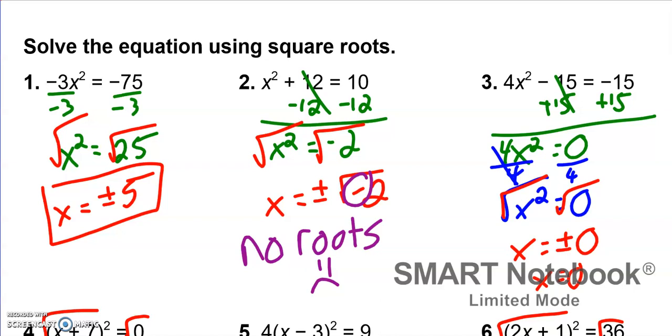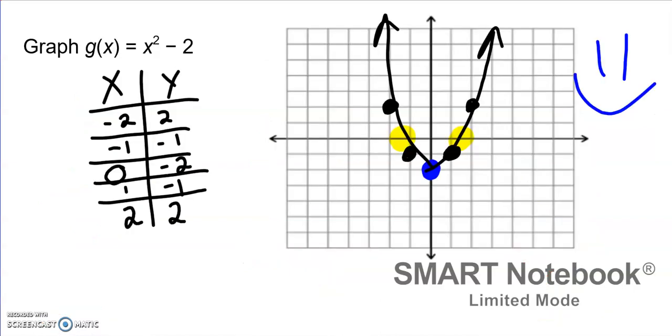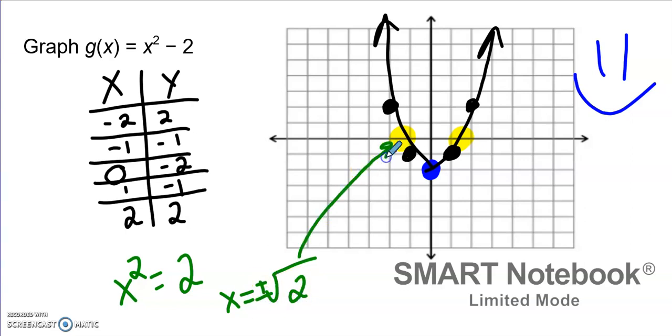So, for example, if we go back to the first one we did, x squared minus 2, well, then we get x squared is equal to 2. That means x is equal to plus or minus root 2, and that's going to be these x-intercepts. Great job, everyone.